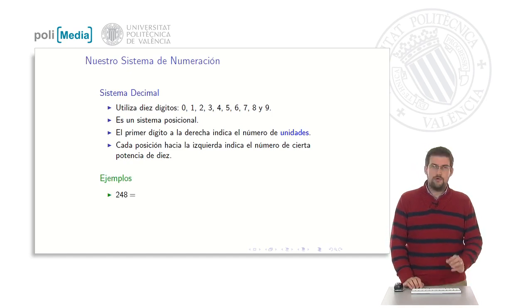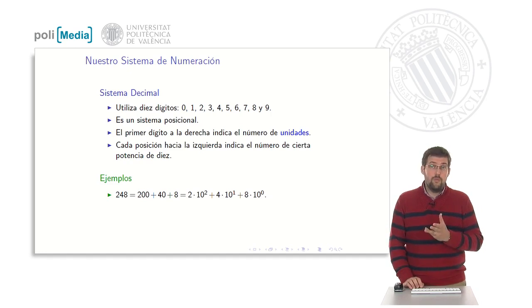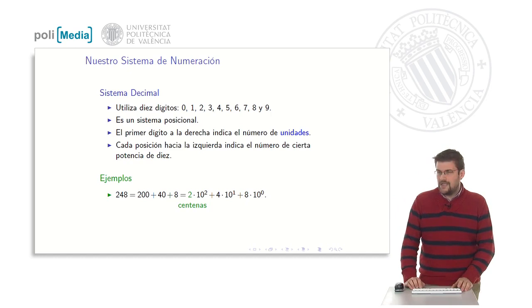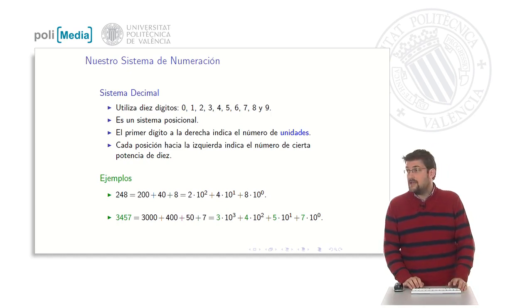To understand this, let's see an example. The number 248 is essentially 200 plus 40 plus 8, signifying 2 hundreds, 4 tens, and 8 units, 10 to the power of 0. So 8 represents units, 4 represents tens, and 2 represents hundreds. In the case of 3,457, once again, we have the same breakdown. The 3 represents the thousands, the 4 represents the hundreds, the 5 represents the tens, and the 7 represents the units.